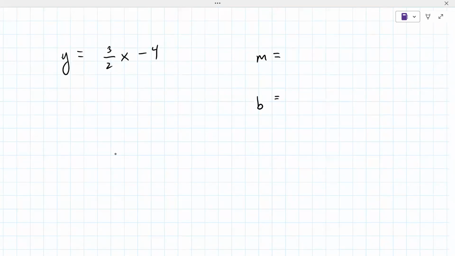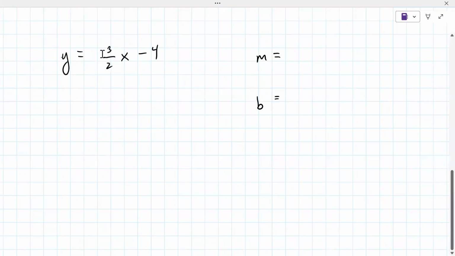Let's say I give you a problem like this. I say it's y equals 3/2x minus 4. What is the slope and what is the b value? The slope is the number in front of x. That's right. So would it be 3?